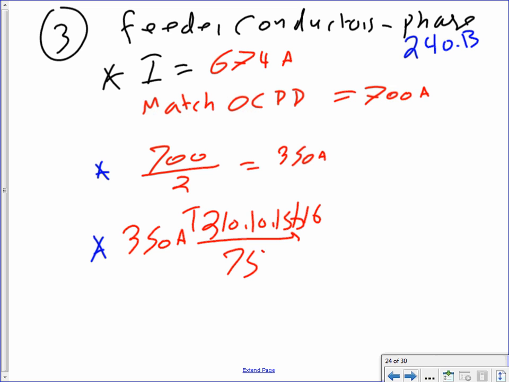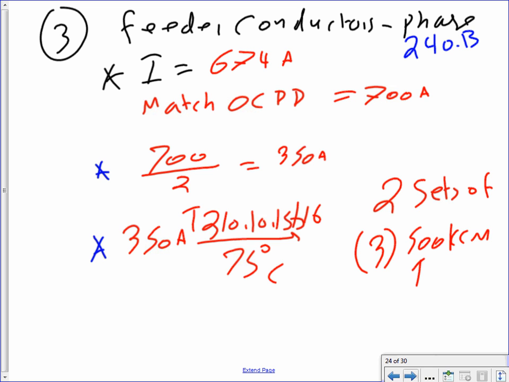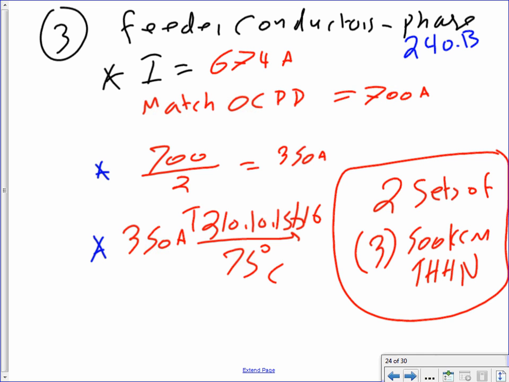310.15(B)(16) under the 75-degree column, and that'll get you a healthy 2 sets of the following: 3 conductors. Each one of these conductors is 500 kcmil THHN. That's the size of your conductors. 2 sets.